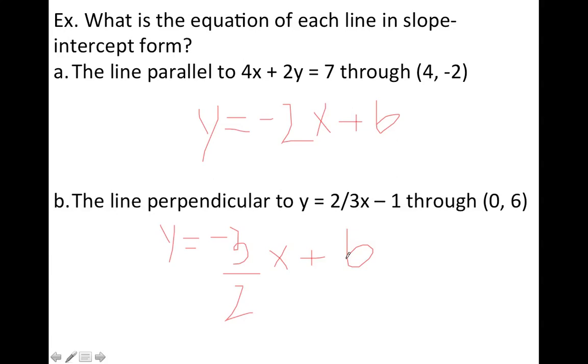So again, to follow up, parallel, we have the same slope. Perpendicular, we have opposite reciprocal slopes. And we don't need to worry about our y-intercept.